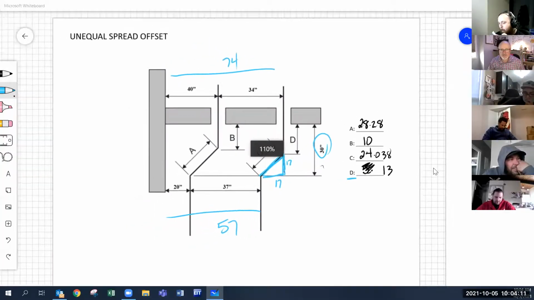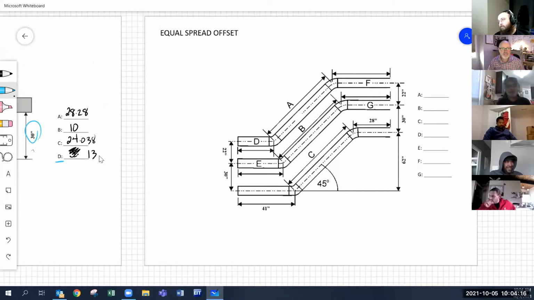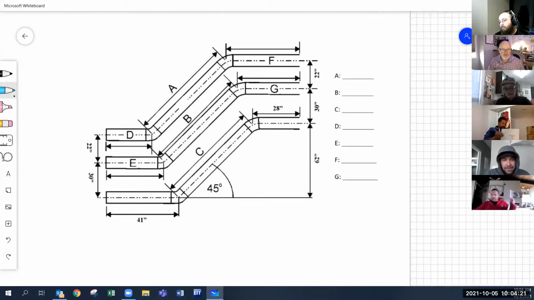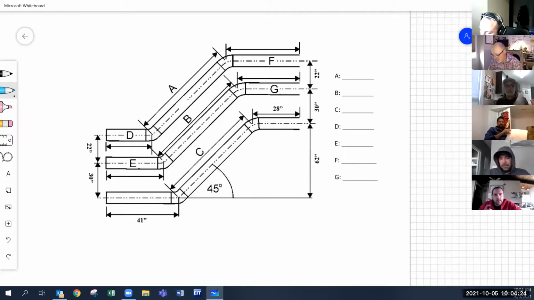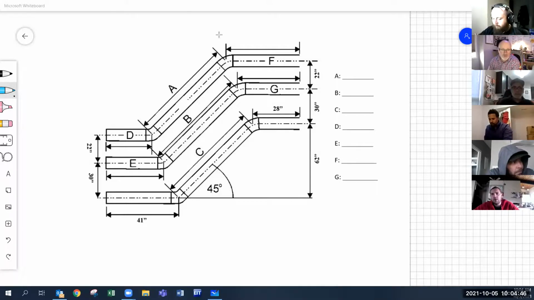Okay, so you guys are still doing pretty good so far. Oh, look what we have now. We have an entirely different looking equal spread offset here. So this is an equal spread offset. So let me first start by solving for C. C is the first one that we're going to solve for here. So I am going to draw in a right angled triangle for C. Look at this. Here we go.